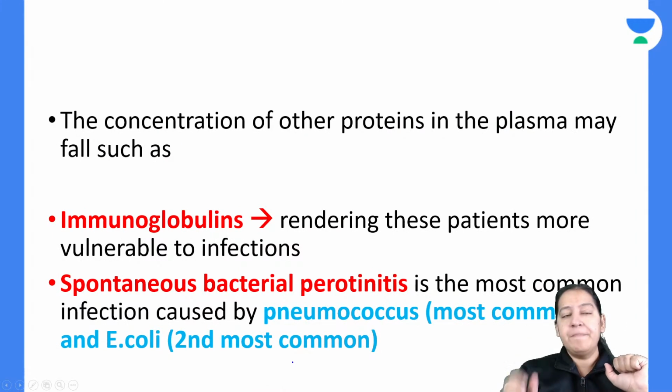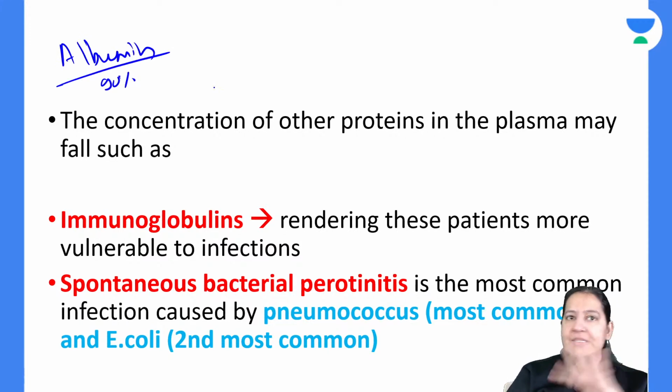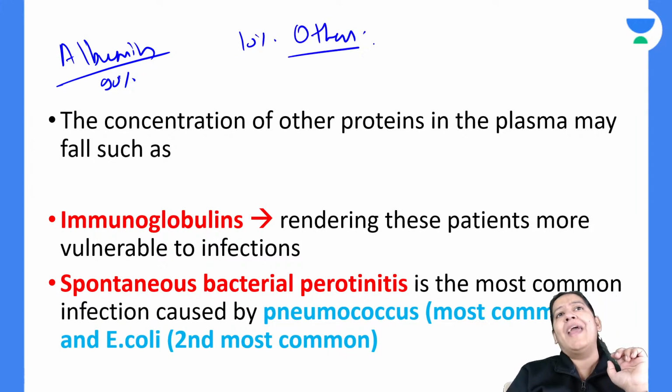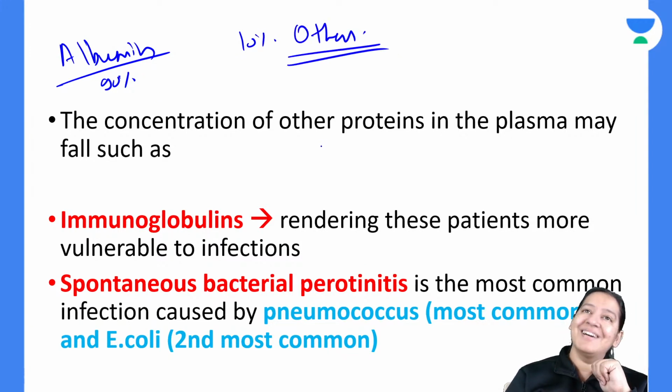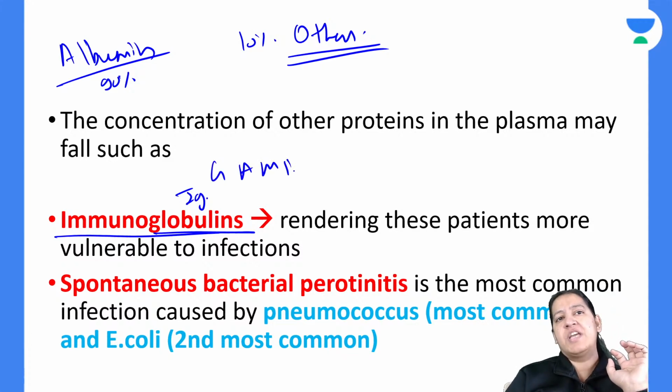Now you tell me, albumin is lost. So 90% of the protein lost is albumin. But there are 10% other proteins also which are lost. So name the others. What all are in the others? Among the others, in globulins there are immunoglobulins. There are 5 types of immunoglobulin, IgG, IgA, IgM, IgD, all will decrease.